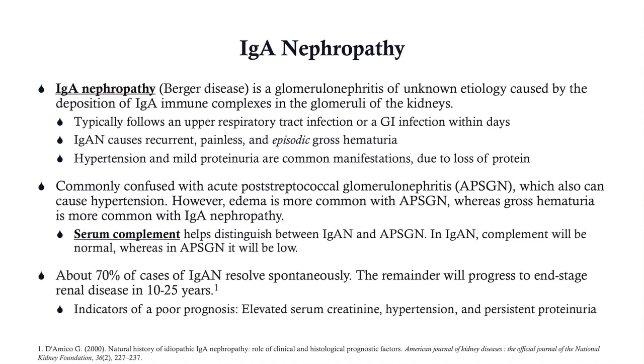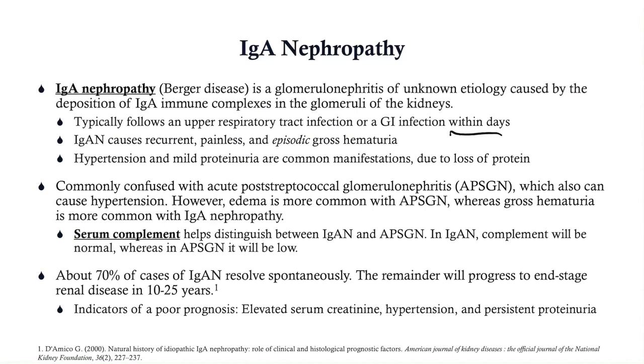Okay, so IgA nephropathy, which used to be called Berger disease, is a glomerulonephritis. We don't really know what causes it. We know the pathophysiology to some degree, but we don't really know the etiology. So we know what's going on pathophysiologically, but we don't know what triggers it, other than that there's an association with upper respiratory tract infections, like a common cold, or a GI infection like a gastroenteritis. And this occurs within days of the infection, as opposed to PSGN, which occurs weeks after the infection.